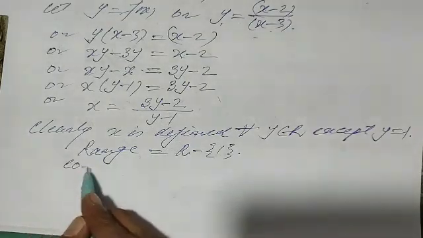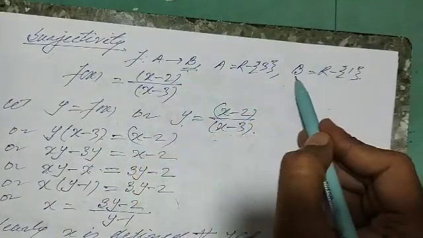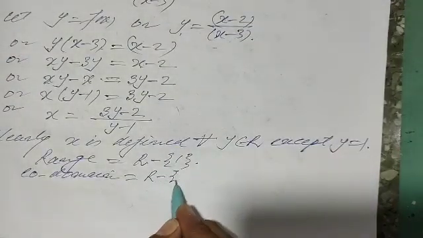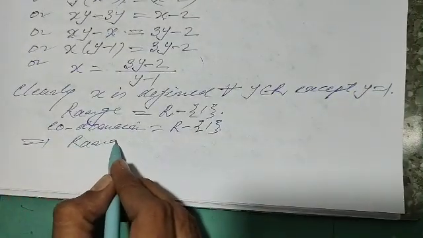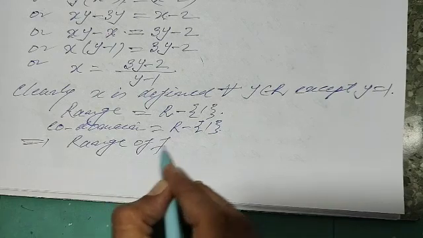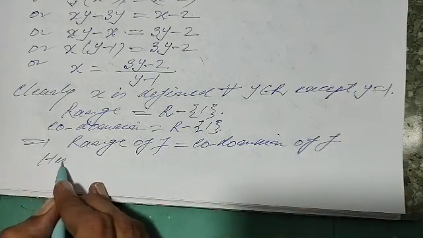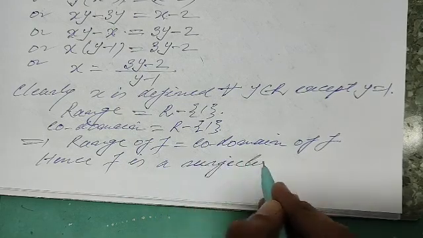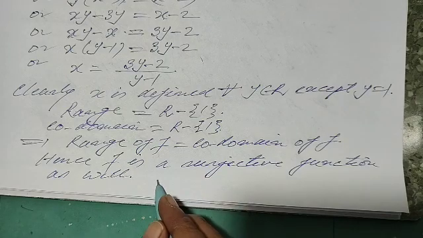Now we compare with codomain, and when we observe the codomain, that is B, and B is given as R minus {1}, so that is R minus {1}. So it implies that range of f is equal to codomain of f, hence f is a surjective function as well. And since f is injective as well as surjective, so we may conclude that f is a bijective function.